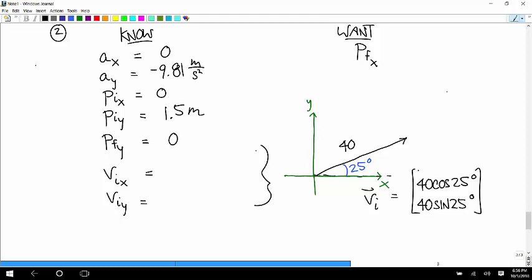And that comes out to be, for the x component, 36.25 meters per second. And for the y component, 16.90 meters per second. Any questions about calculating that initial velocity?